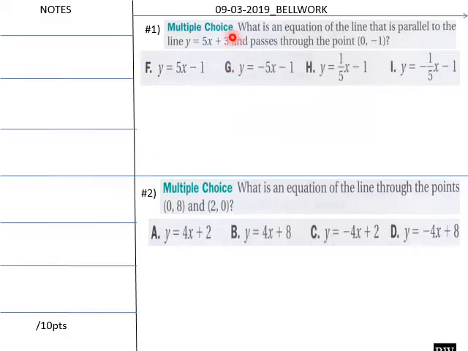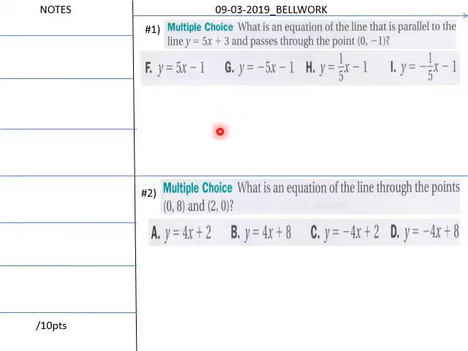And teachers, here's today's bell work. We have a multiple choice up here. What is the equation of the line parallel to y equals 5x plus 3 that passes through (0, -1)? Students figure that one out. And then again, multiple choice, what is the equation of the line through the points (0, 8) and (2, 0)? Give your students 6 minutes for this one.